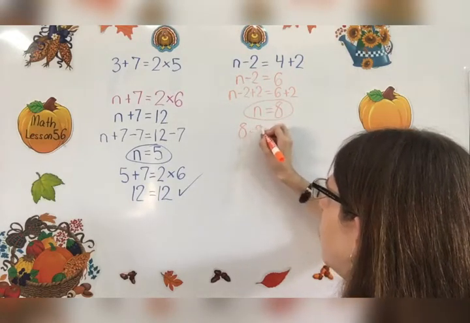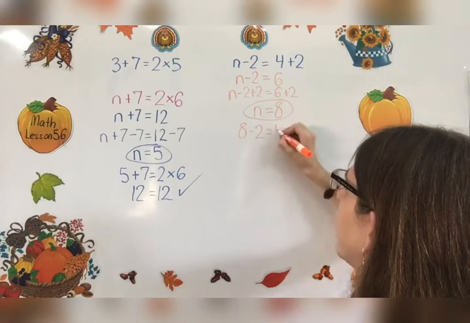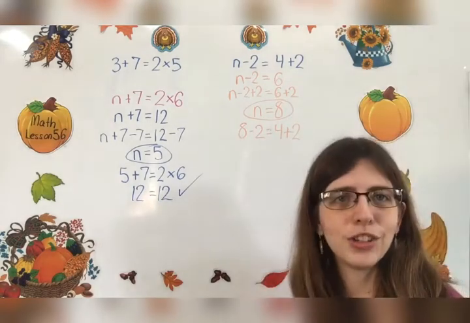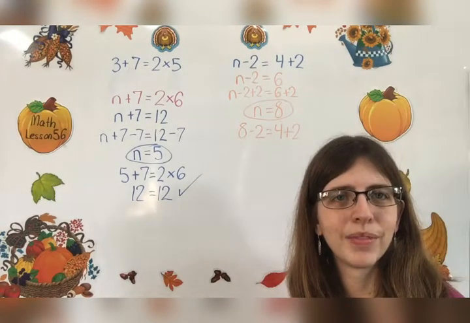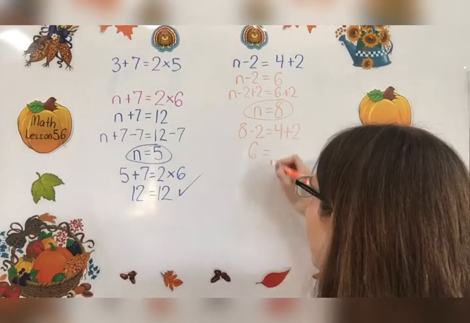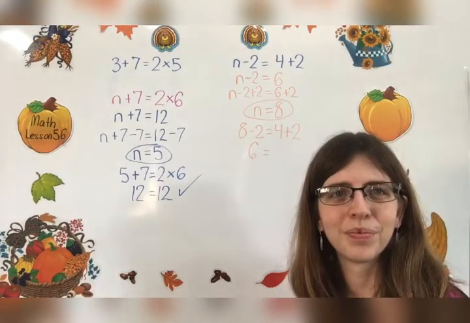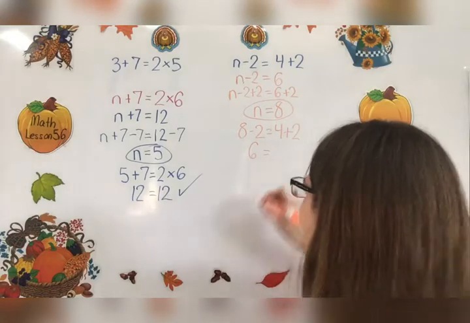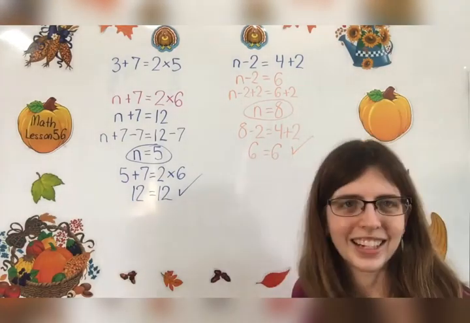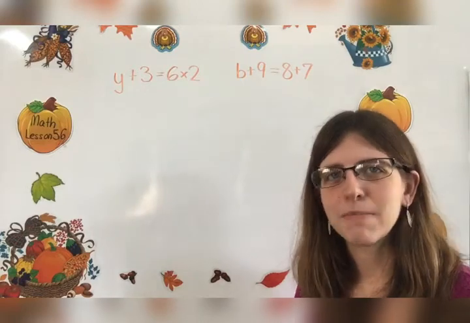8 minus 2 equals 4 plus 2. What is 8 minus 2? 6. And 4 plus 2? Also 6. So these are correct. Now let's go on to letter B.